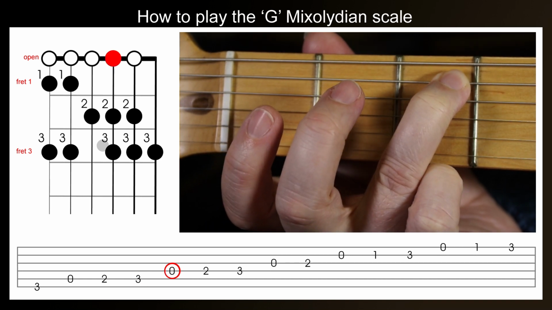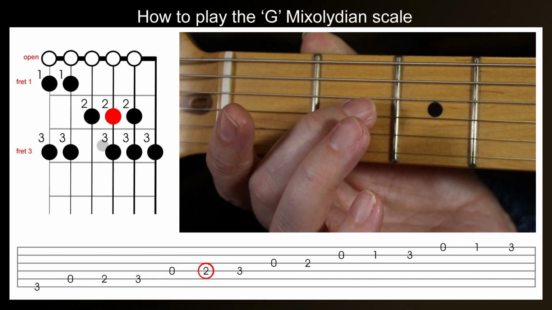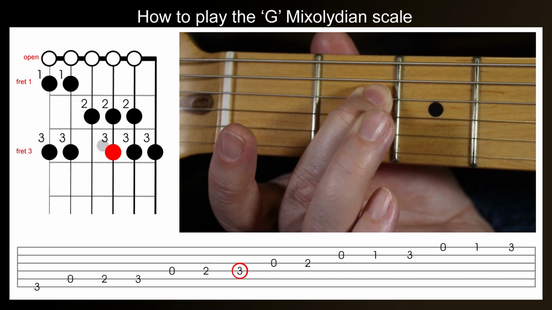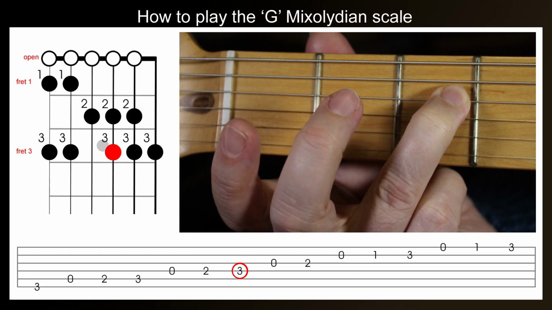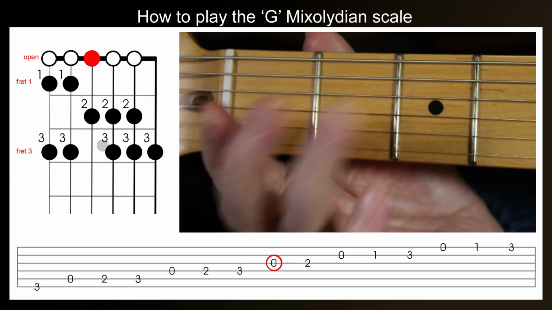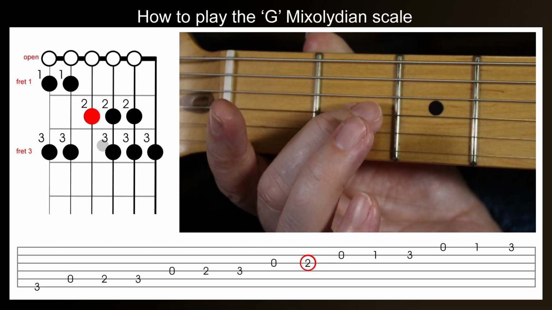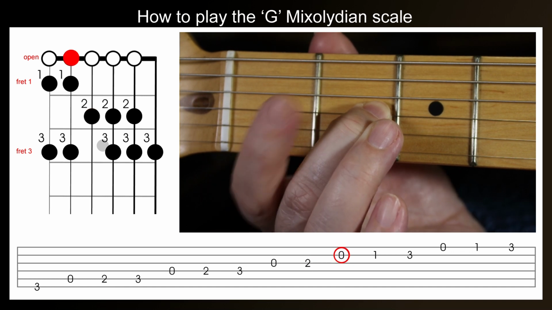Play the open D string. Play the 2nd fret of the D string with the 2nd finger. Play the 3rd fret of the D string with the 3rd finger. Play the open G string. Play the 2nd fret of the G string with the 2nd finger. Play the open B string.